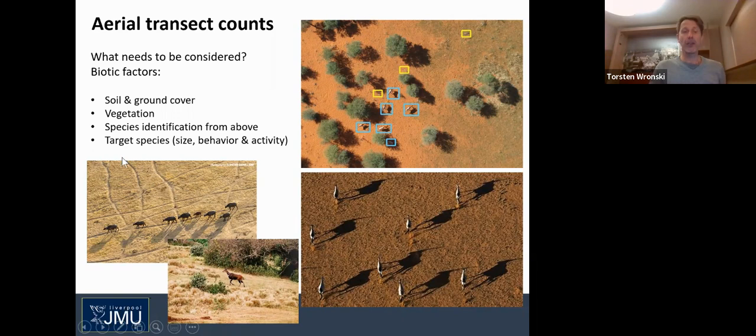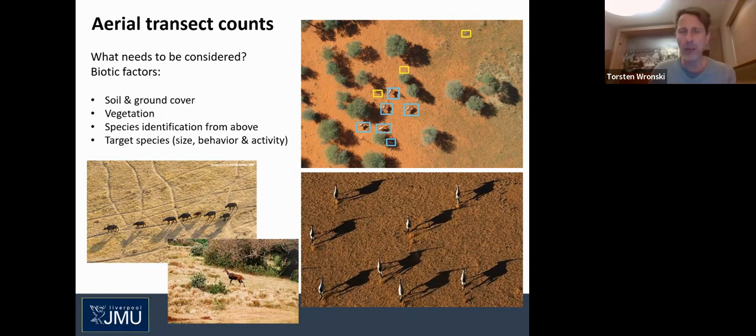You can imagine that this has an impact on the species identification from above. In an open country like here, buffaloes can be easily distinguished and counted, the same in desert habitats like here with the Arabian oryx. But in areas with dense vegetation, shrubs, or a woodland, a species like a bushbuck would be difficult to see from the air.